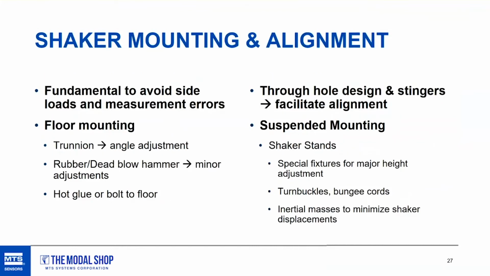So in shaker mounting and alignment, that really can be a challenge when it comes to a shaker setup. You want to make sure your shaker is properly mounted and properly aligned in relation to the structure. And the through-hole armature helps tremendously with that because it facilitates the stinger attachment and the alignment. And there are two basic types of mounting we're going to look at: floor mounting and suspended mounting.